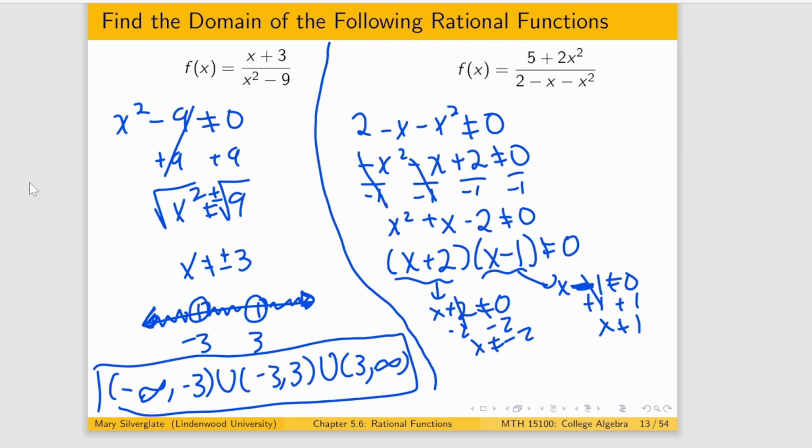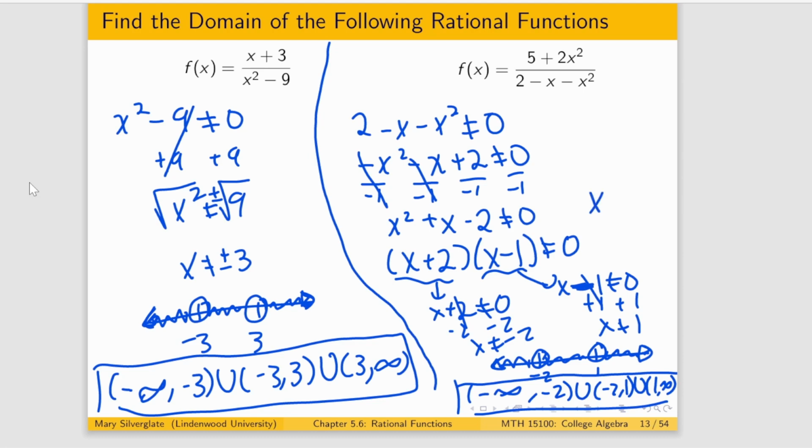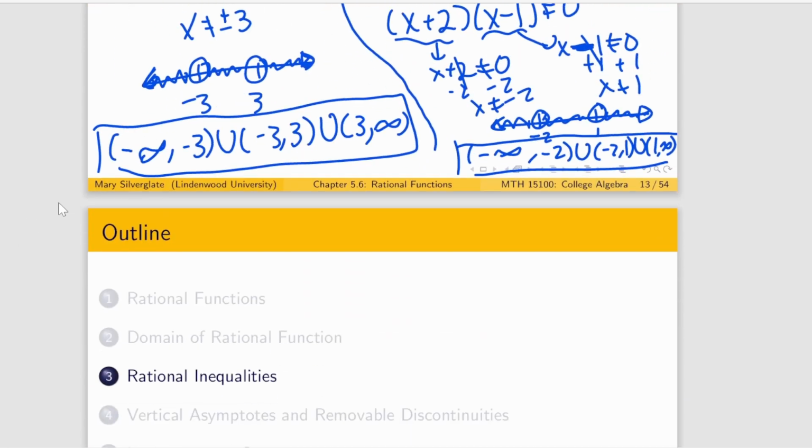So again, I want to remind myself on the number line that we've got negative 2 and positive 1, and x is allowed to be any single number in the universe except for those two. So it goes from negative infinity to negative 2, union negative 2 to 1, union 1 to infinity, which is a fancy way of saying x cannot be negative 2 or 1. It can be any other real number except for those.